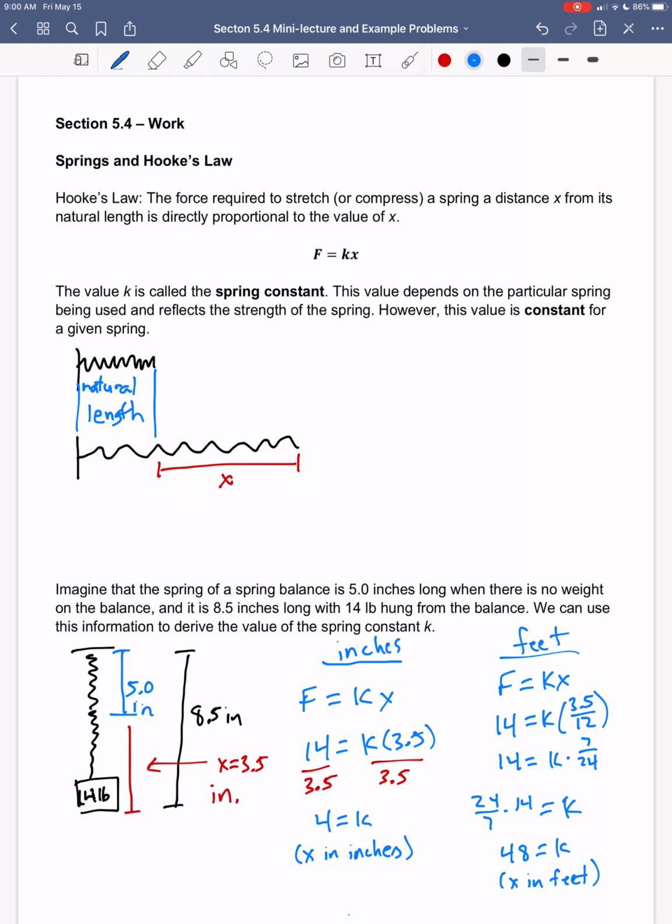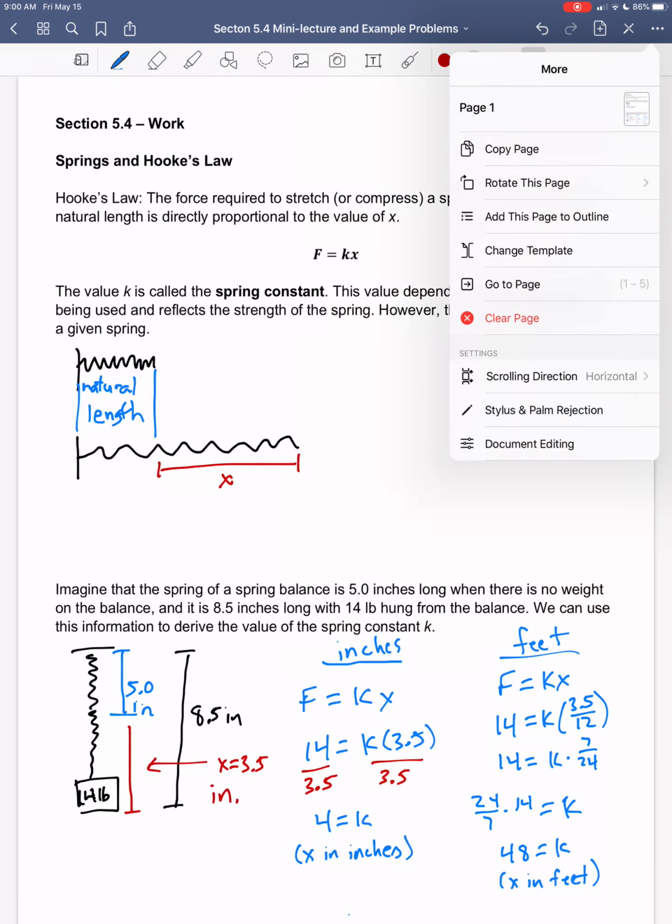Okay, so we can calculate that value of the spring constant, and now I know how that spring is going to behave, because now I can rewrite my Hooke's law equation, F equals kx, but I'll either plug in k equals 4 or k equals 48, depending on what units I want to end up with.